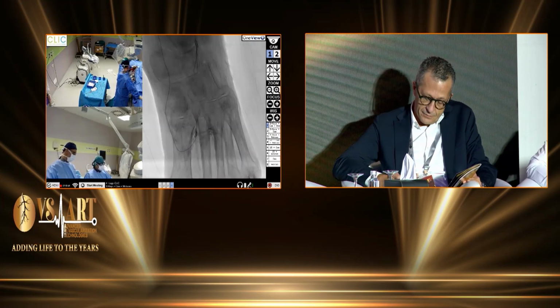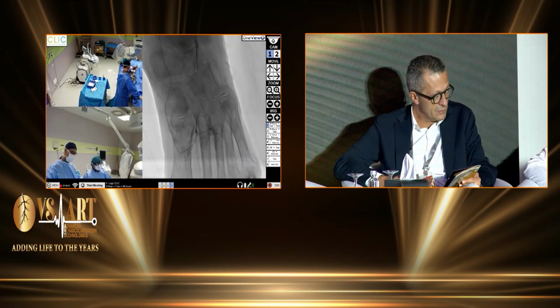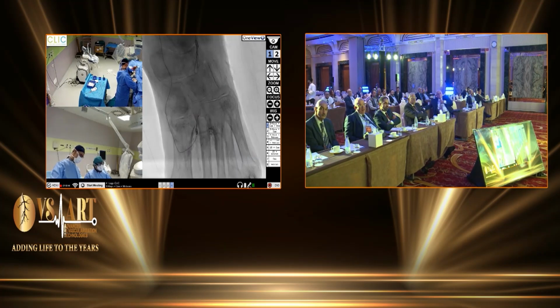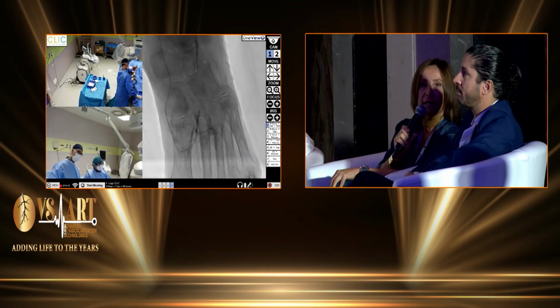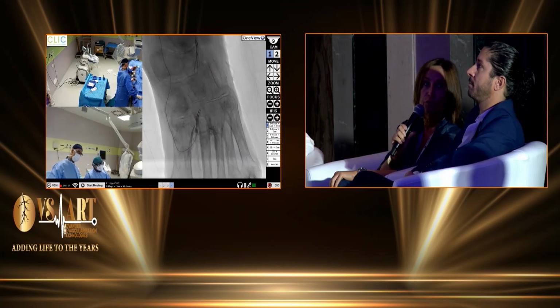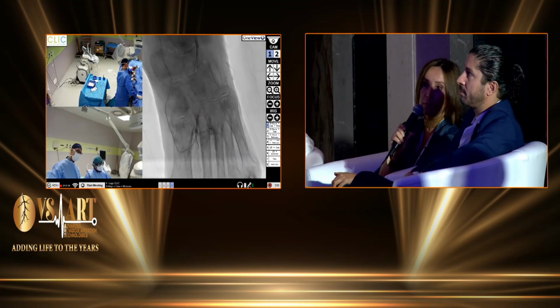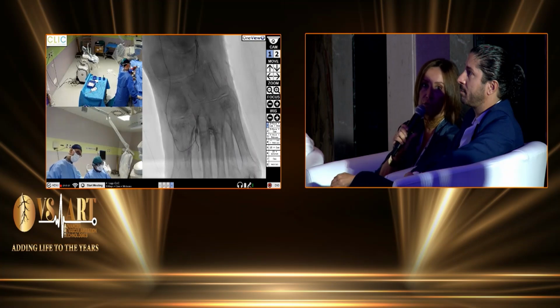The result about the Magic Touch Limus balloon in below the knee, they have just been published at 3 years. There are no issue about the safety of this balloon, and the result seems quite good. I will show them in 2 days. And so the new technology is really promising and maybe can help us to deal also with BTK lesion.